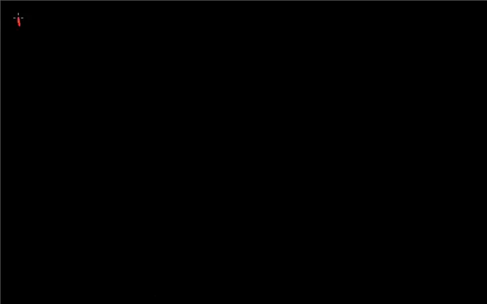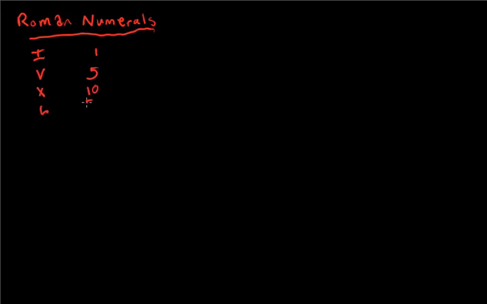In this video, we're going to go over the Roman number system, or Roman numerals. So there are 7 different symbols that they had in the Roman numerals. Those are: the letter I represents 1, V represents 5, X represents 10, L represents 50, C represents 100, D represents 500, and M represents 1000.